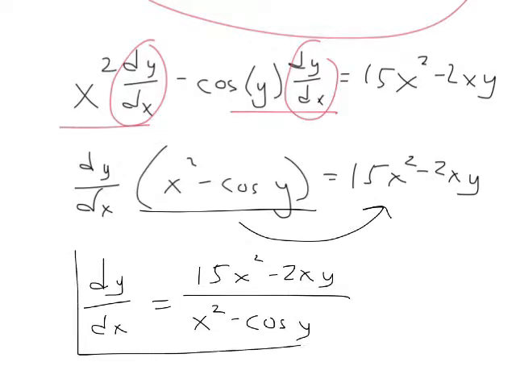I'm not about to say that this is the prettiest derivative ever, but we did it. This is one of those, hey, we got an expression for what the slope of the tangent line is going to be. If I had a point, I could evaluate this expression using the x and y coordinates of that point, and I could find the slope of the tangent line. From there, I could even find the equation of the tangent line.